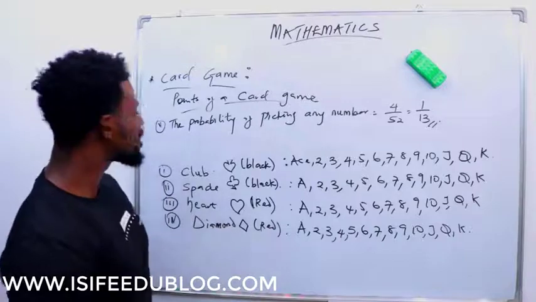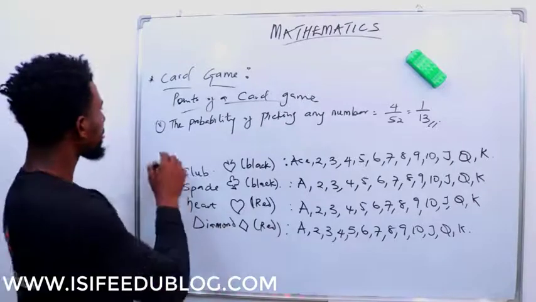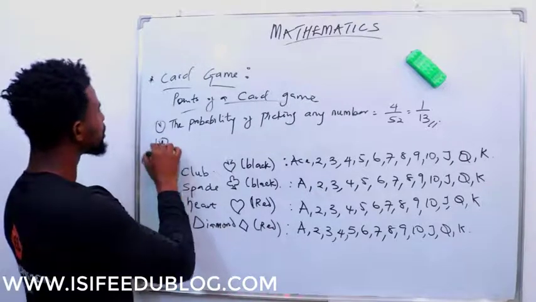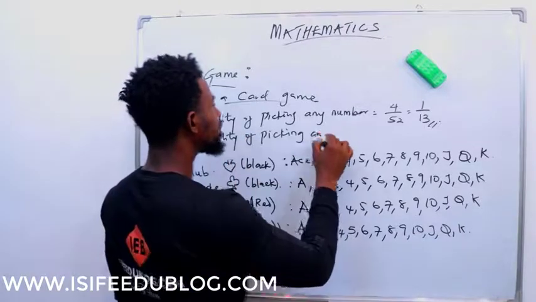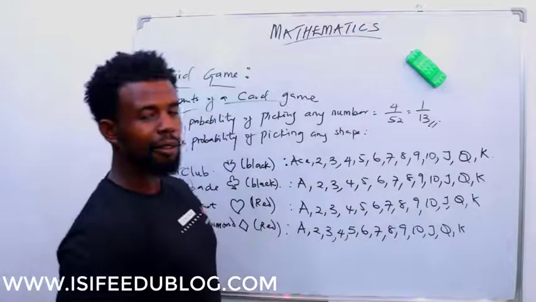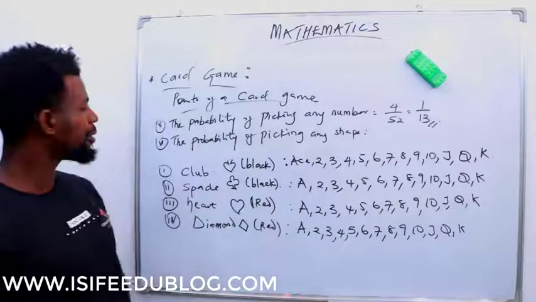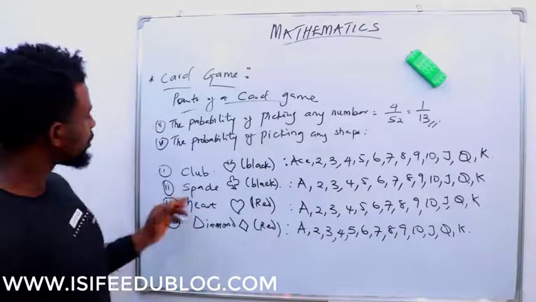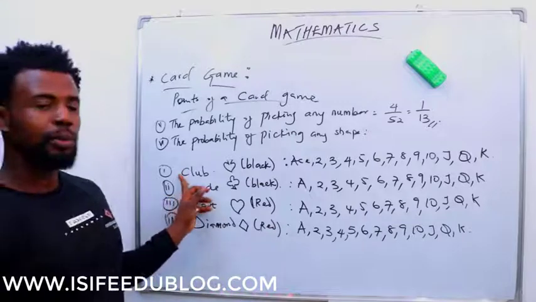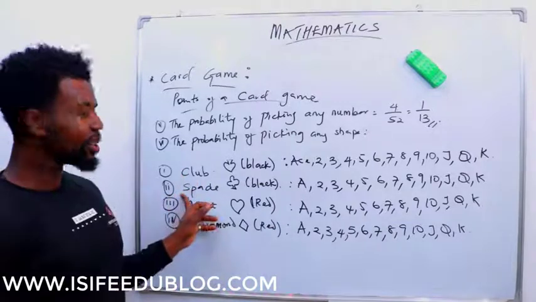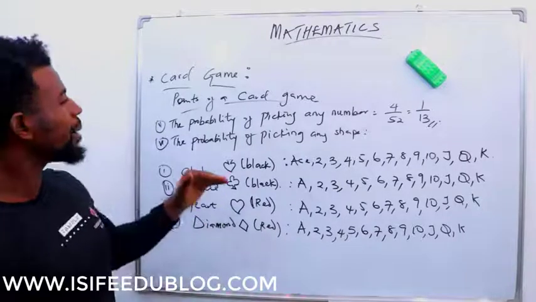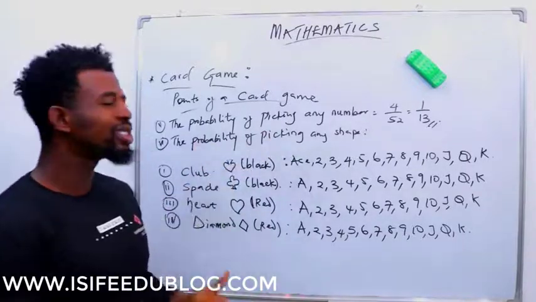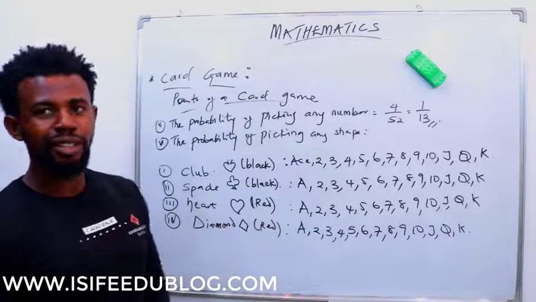Now what about the probability of picking a shape? Now this should be our 6th point. The probability of picking any shape from a pack of cards. Now how many shapes do we have? The club is one shape. The spade is another shape. We have the heart. We have the diamond, right? Now remember, our formula for probability is the number of that event.